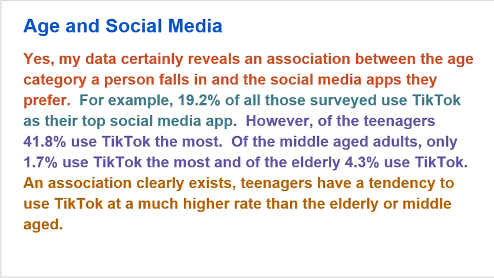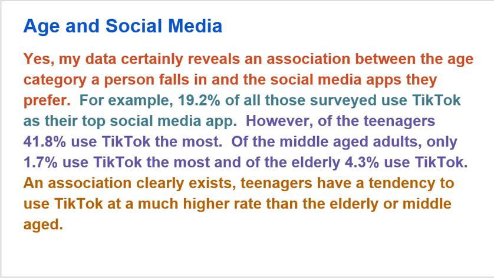Well, for example, let's start off with that marginal distribution, 19% of all people use TikTok as their top social media app. However, here comes the conditional. Of the teenagers, it skyrockets up to 41.8% use TikTok. Of the middle-aged adults, only 1.7% use TikTok. And of the elderly, only 4.3% use TikTok.